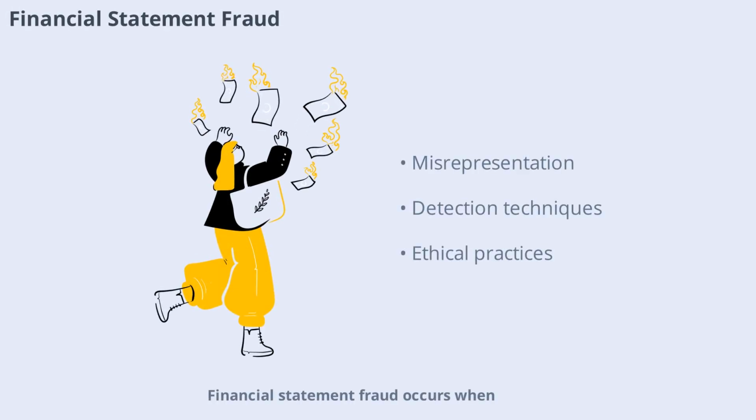Financial statement fraud occurs when companies intentionally misrepresent their financial data. This can involve overstating revenues, understating expenses, or hiding liabilities. Fraud undermines trust, damages reputations, and can lead to legal consequences. Auditors and analysts use various techniques to detect fraud, such as ratio analysis and reviewing notes. Vigilance and ethical practices are essential for maintaining integrity in financial reporting.